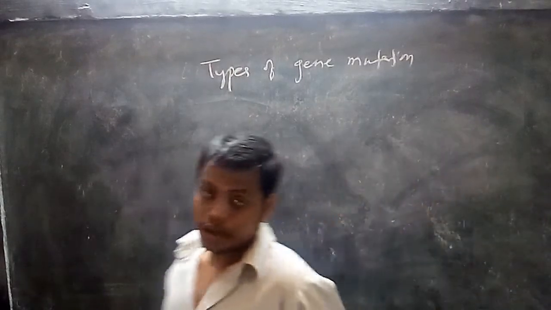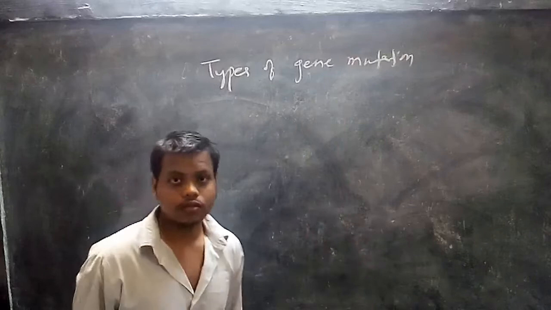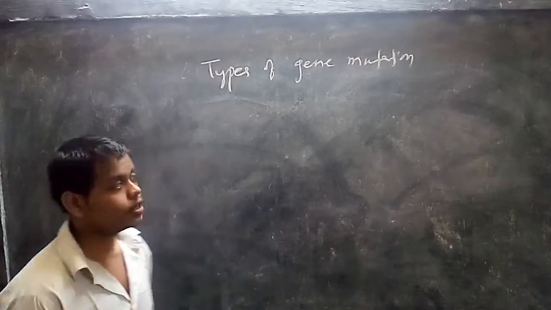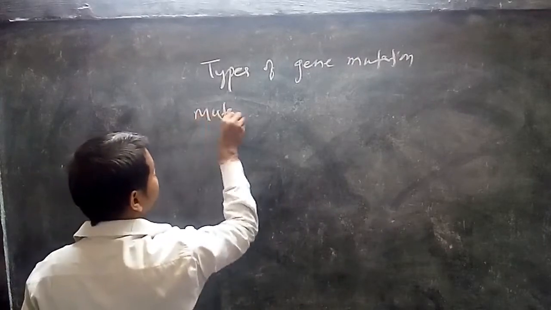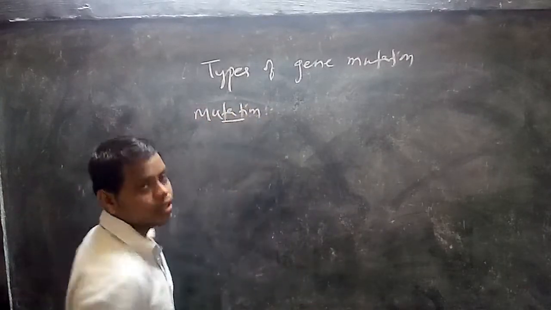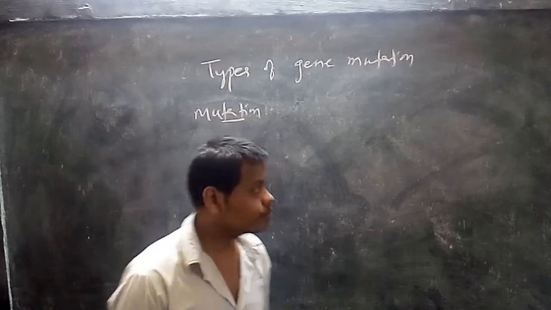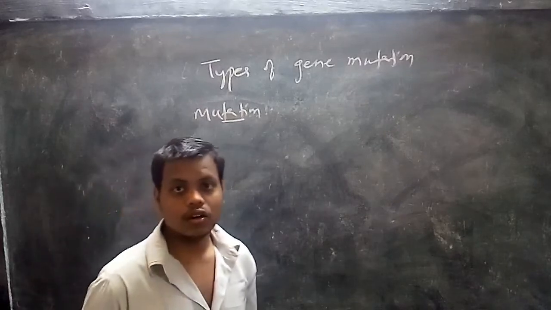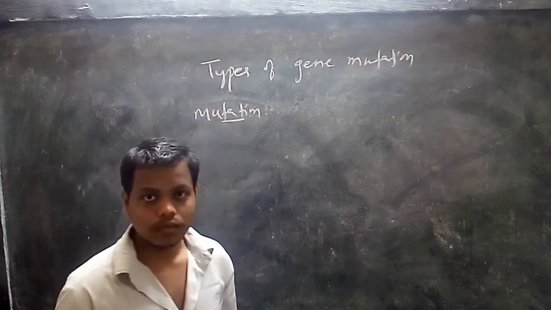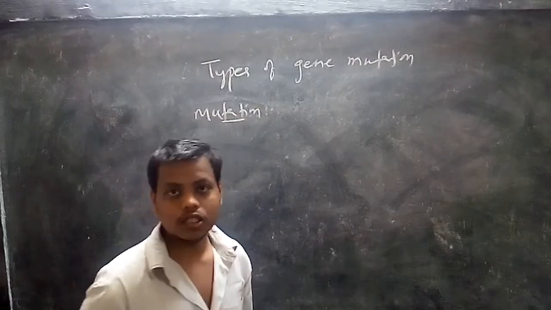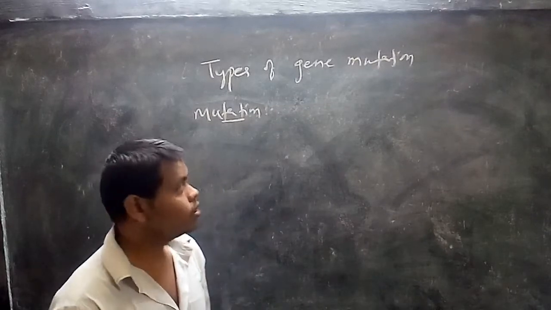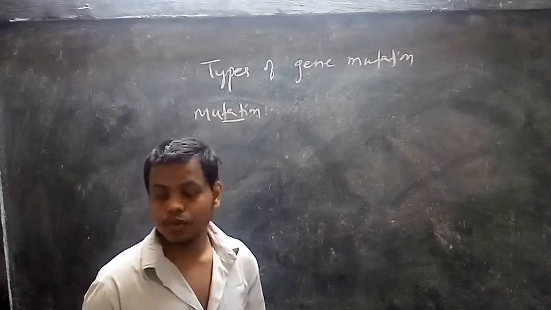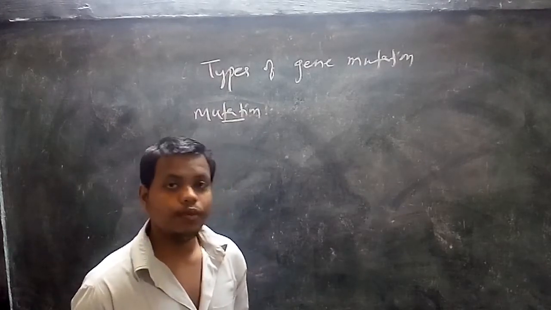Hello everyone. Today we are going to discuss types of gene mutation. Before going to this topic, we have to know the meaning of mutation. Generally, mutation refers to any type of change. In biological science, when any change occurs in the nucleotide sequence that affects the physical nature of the organism. So when nucleotide base sequences are altered or change their position or their number, then mutation occurs.